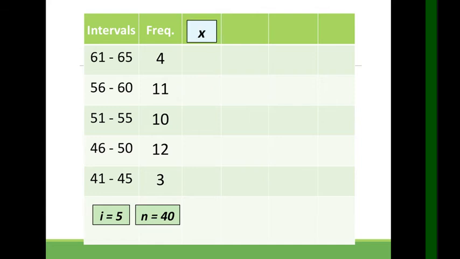The next one is x. What is x? This is what we call the class mark. The class mark is the middle number. So from 61 to 65, what's the middle? And that is equal to 63. 56 to 60, 58, 51 to 55, 53, 46 to 50, 48, and 41 to 45, 43. And then get the total. And that is what we call the summation of x. Summation means total. The total of x is 265.